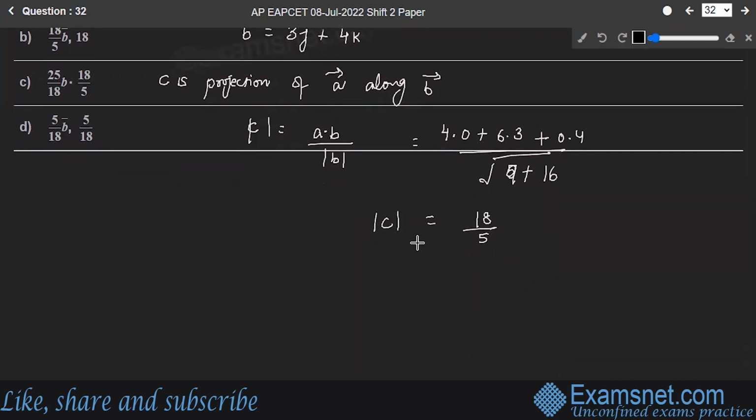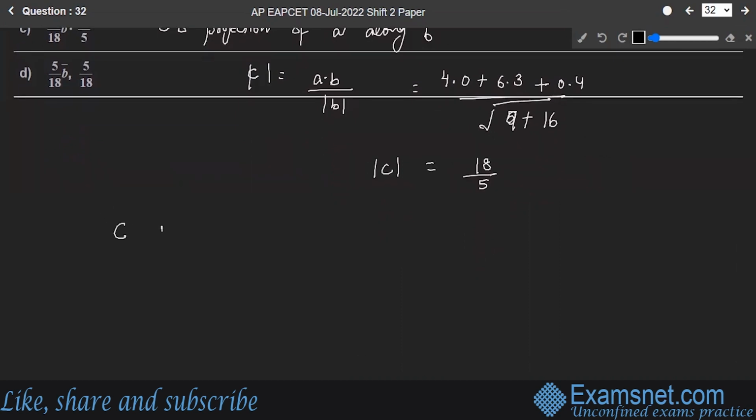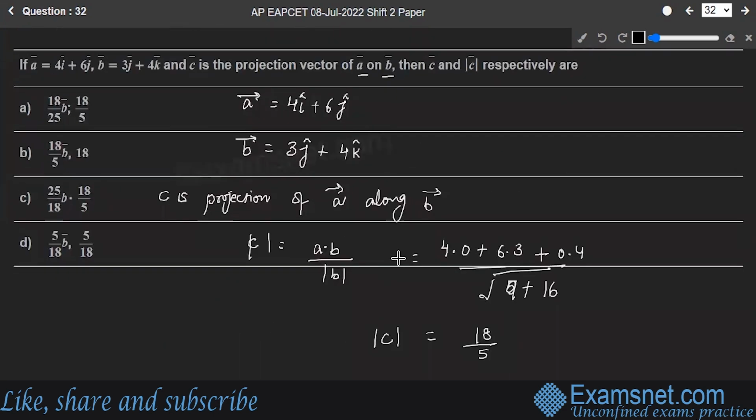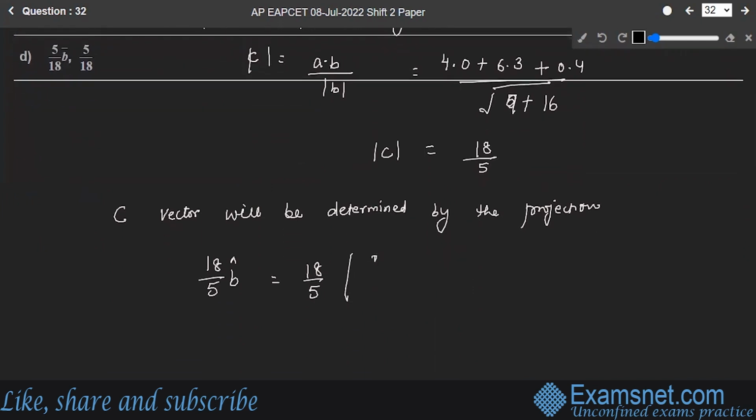Since the vector is determined, C vector will be determined by the projection 18 upon 5 B cap, which is equal to 18 upon 5. B vector was 3J plus 4K, 3J plus 4K whole divided by 5. That means this is equal to 18. I hope you know this.